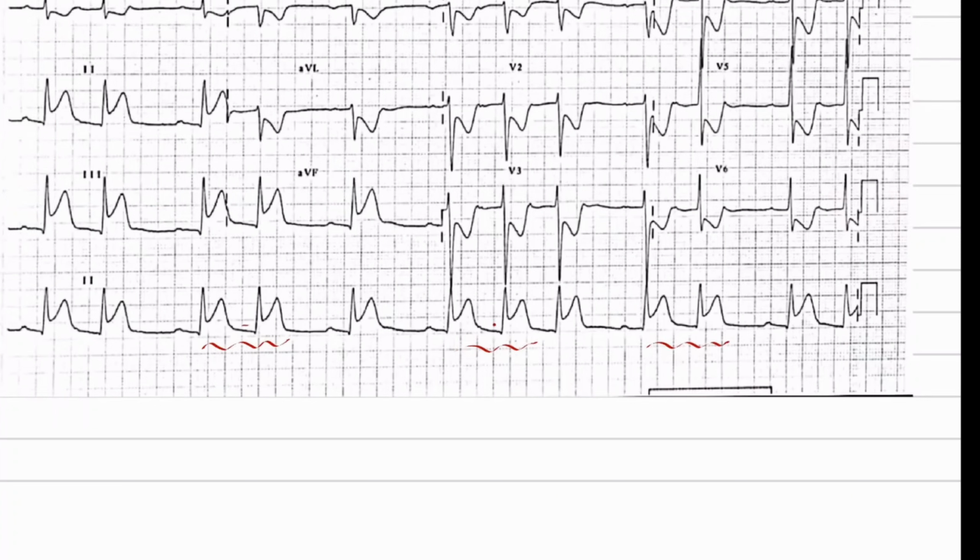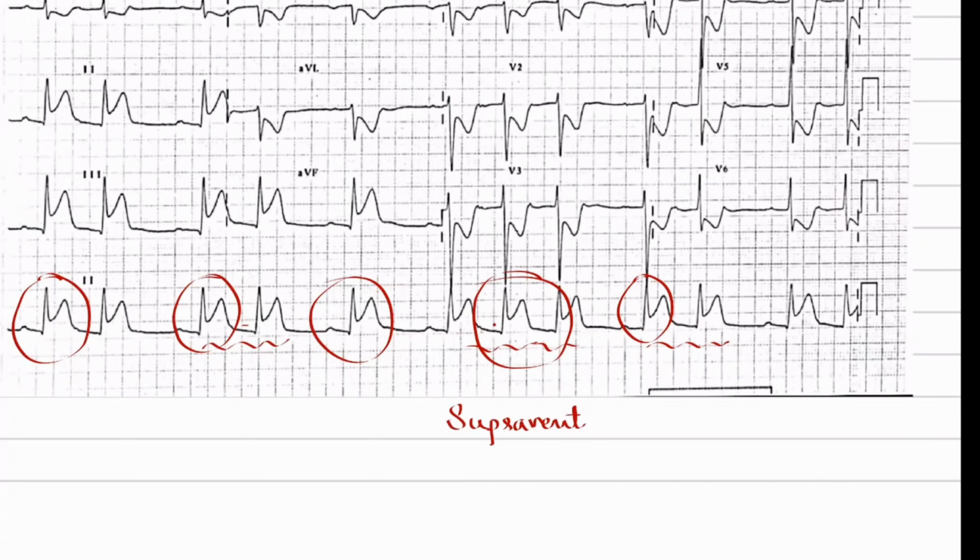This is a correct wave with a P wave and QRS complex, and this is also P and QRS complex. But here come two identical waves that do not have P waves. Here also is a P and QRS complex. So this could be two identical waves without a P wave. What could they be termed? They can be supraventricular ectopic beats.